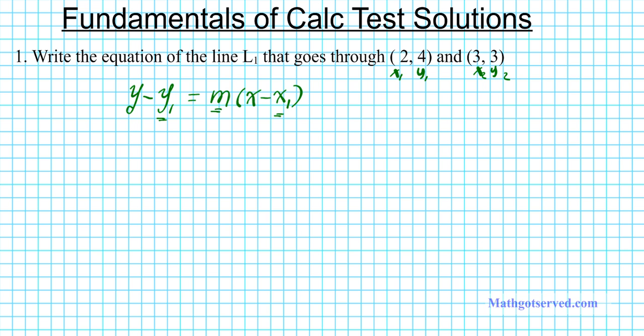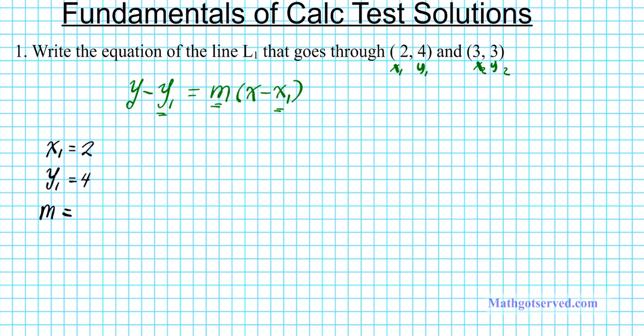So we can clearly see that we know what x1 is. Let's write this in black. x1 is 2, and y1 is 4. Okay, so we have 2 of the ingredients that we need. The last piece is m. We do not know what m is.